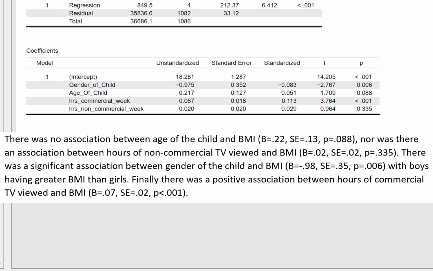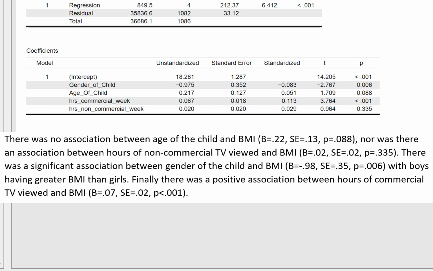BMI. And we can report, in this example, the unstandardized regression coefficients, its standard error, and the p-value. And nor was there an association between hours of non-commercial TV viewed and BMI. And we report unstandardized regression coefficients, standard error, and the p-value. There was a significant association between gender of the child and BMI, with boys having greater BMI than girls. And you'd want to make that statement about which group has higher scores than the other very clear.